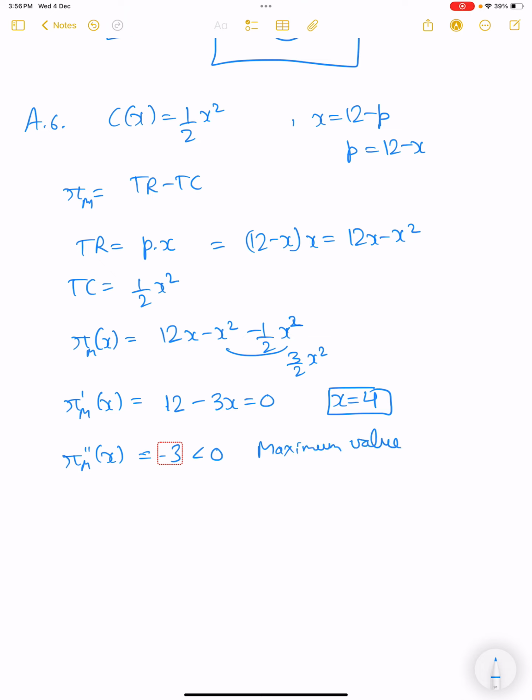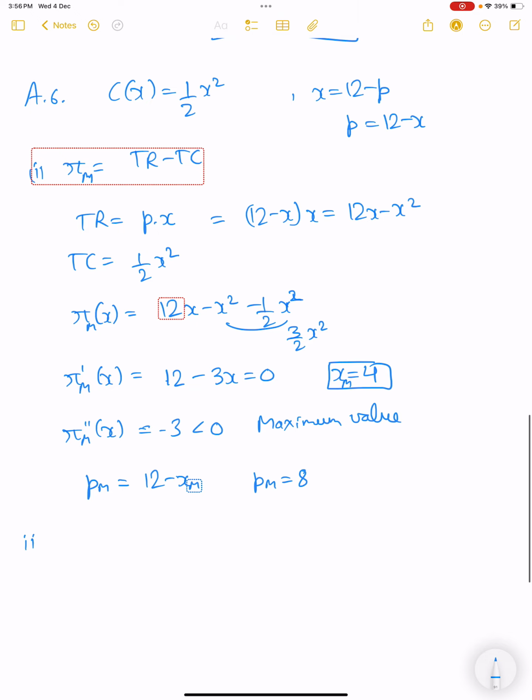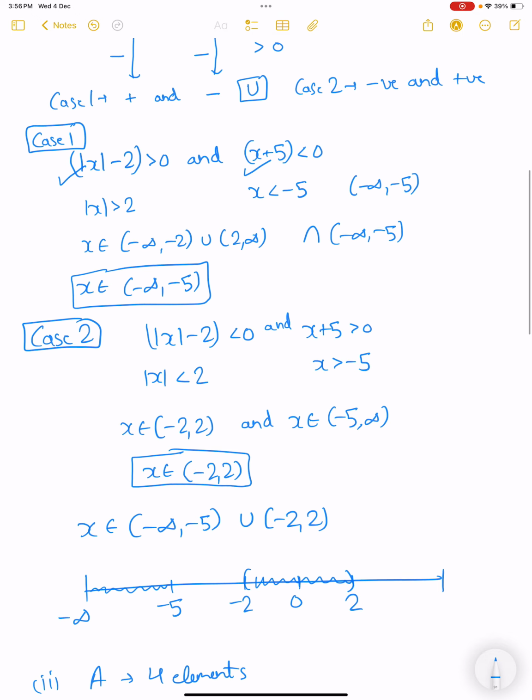Now if we know the quantity, we can find the price charged by the monopolist as well, which would be 12 minus xm. Since xm is 4, the price of the monopolist would be 8. So we are done with part 1, where we were supposed to find the equilibrium output and price.